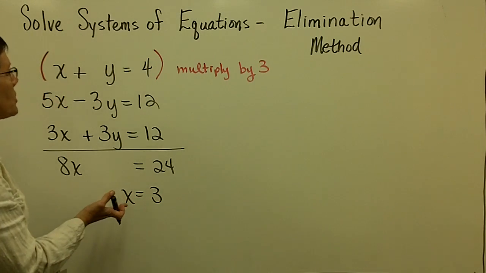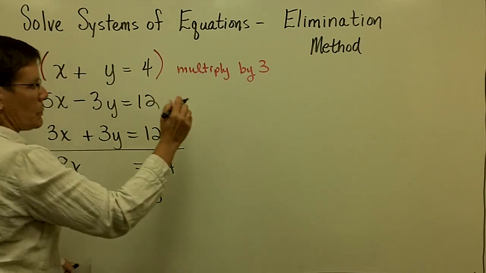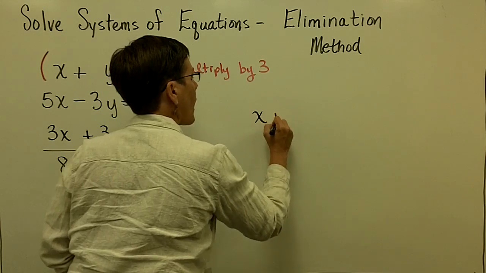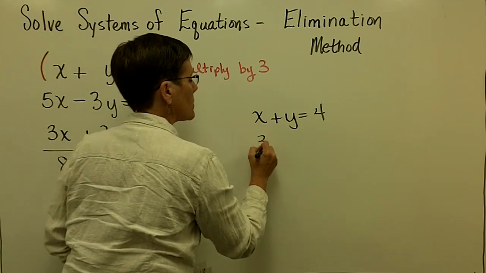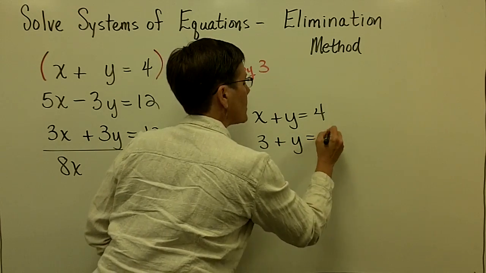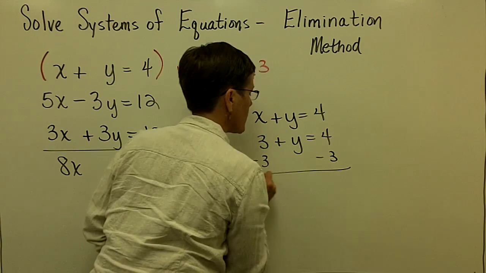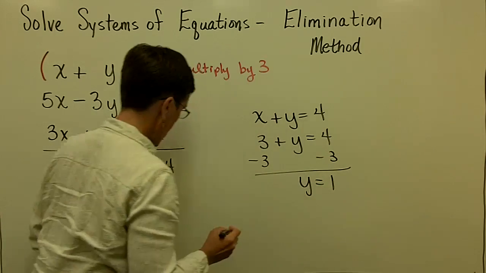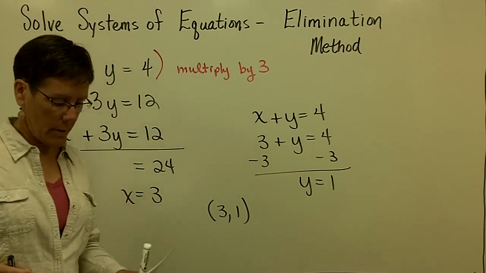I take that solution and I put it into either of these equations. It's much easier to put into the first equation, so I'm going to put it into x plus y equals 4. So when x is 3, I just need to know what y is, and of course you can see y is equal to 1, but algebraically this is how we show that to ourselves. So the solution to this set is x is 3 and y is 1.